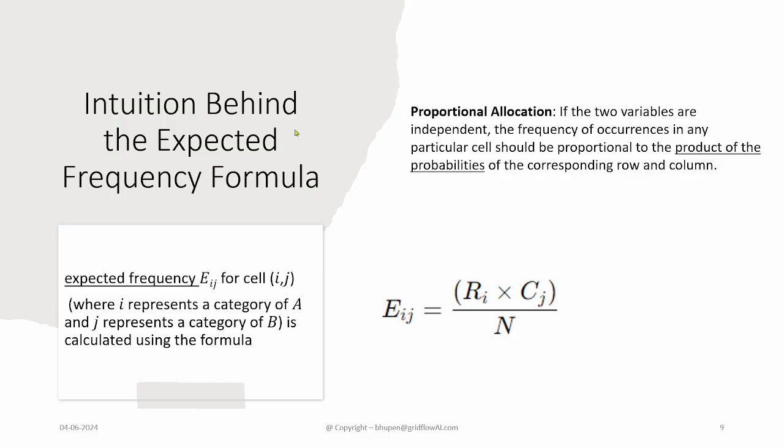Now, how do we use both the observed frequency and the expected frequency in computing the statistic? The intuition behind the expected frequency formula is a proportional allocation. If two variables are independent, then the frequency of occurrences should also be proportional to the product of the probabilities. That's the intuition behind the expected frequency: row total times column total divided by the grand total.